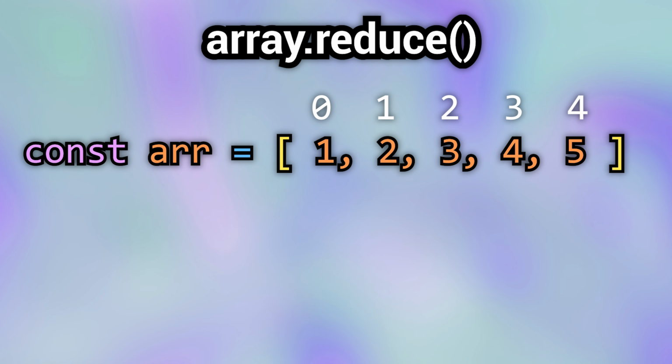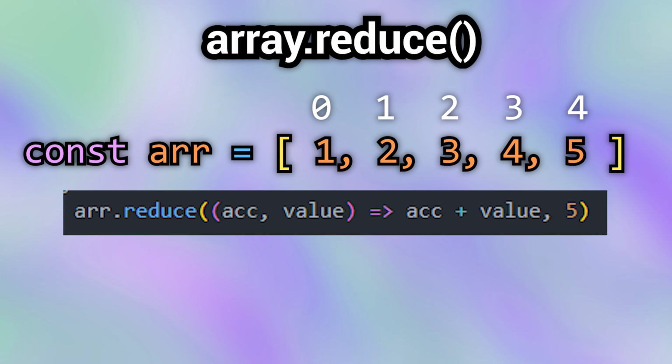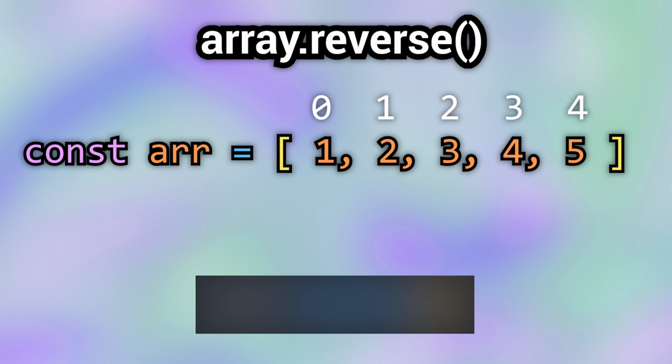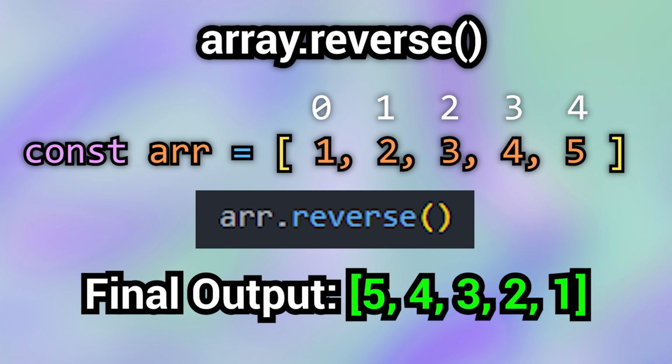The reduce function goes through the array and adds it to a new value. So with this line of code, we have an accumulator, and it's going to add each value to accumulate. As well as this, we can put the number 5 in the end to add 5 once it's completed. So it's going to add 1, plus 2, plus 3, plus 4, plus 5, which makes 15, and then it will add 5 because we asked it to over here. And that gives us 20. Finally, the reverse function just reverses the array.